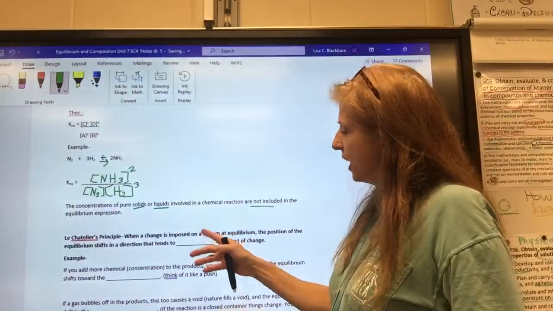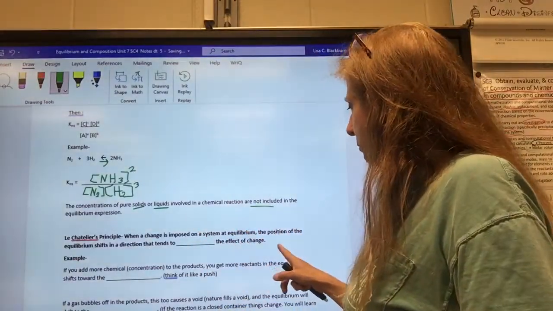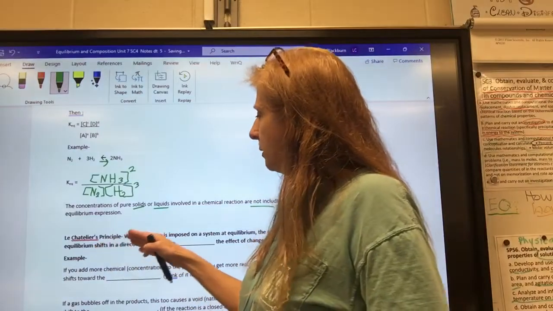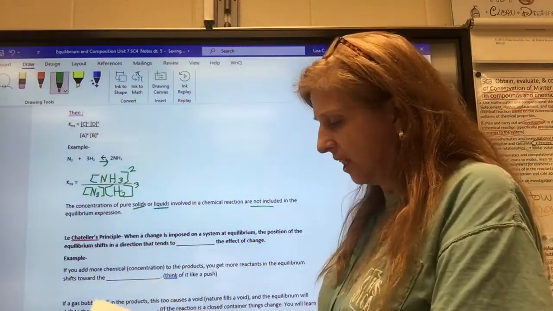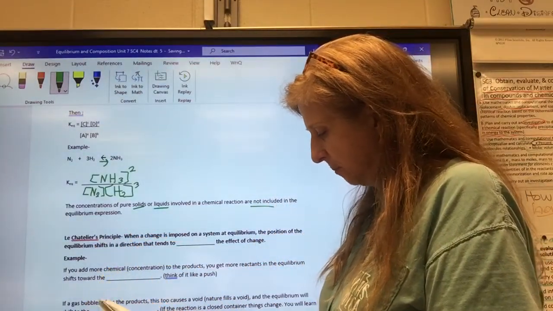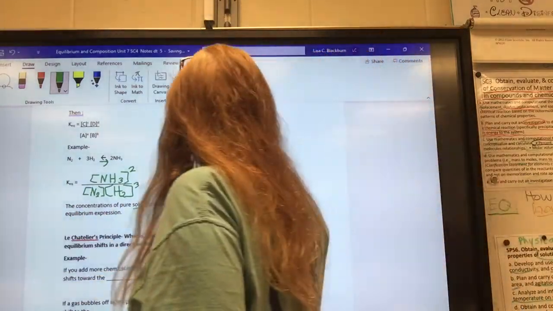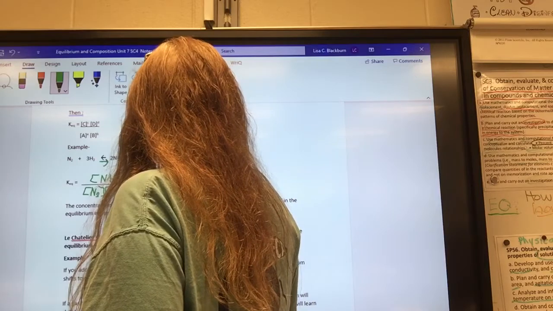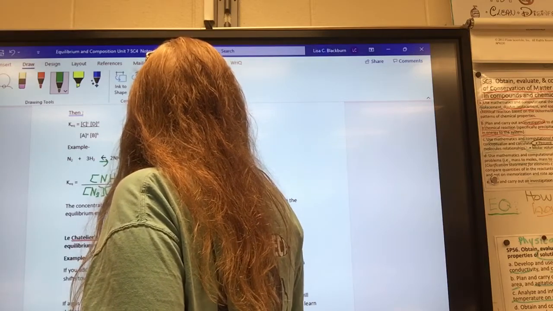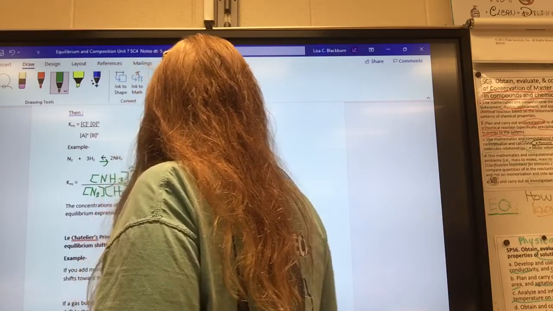When a change is imposed on the system at equilibrium, the position of the equilibrium shifts in a direction that tends to reduce the effect of the change.